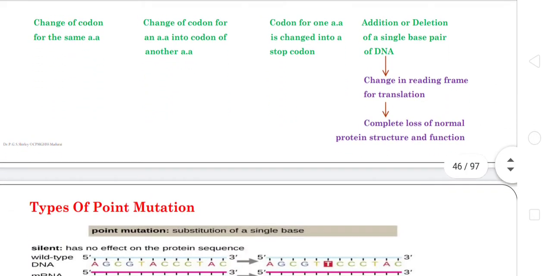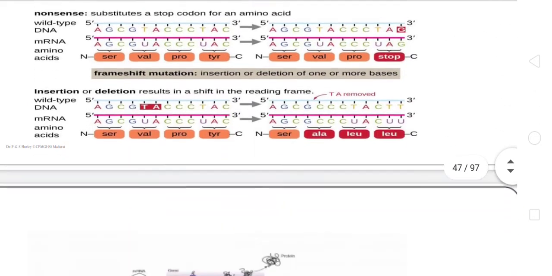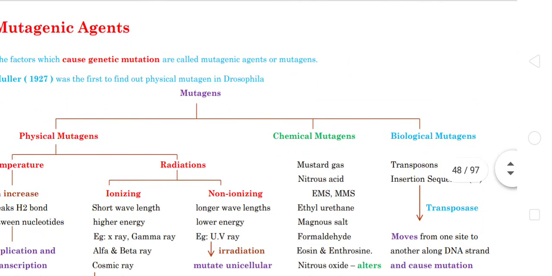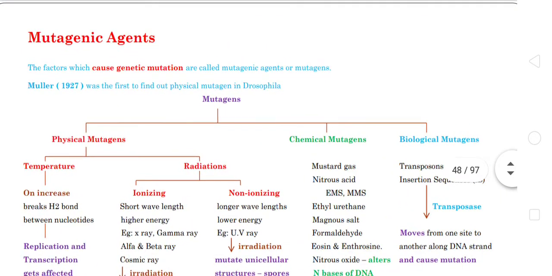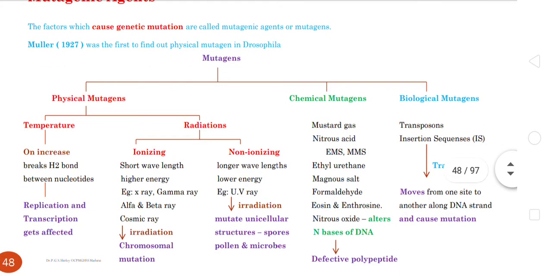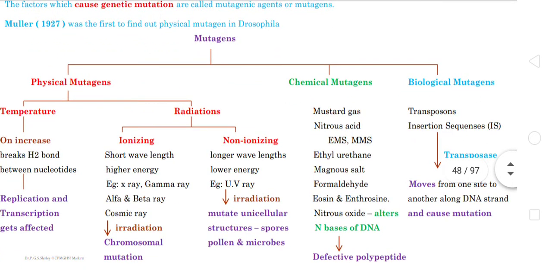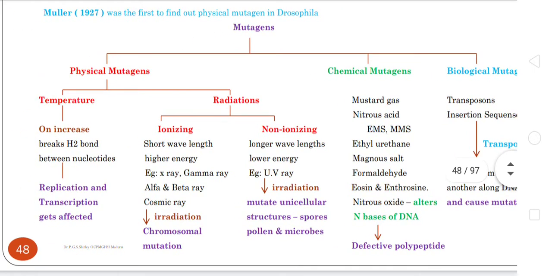Next we move on in detail. I'll explain again what mutagenic agents are. Any mutation which is caused by some process is called a mutagenic agent. There are three types of mutagenic agents: physical mutagens, chemical mutagens and biological mutagens. First we will see the physical mutagens. Physical means some rays, temperature, heat, light. These are the different types of physical radiations.